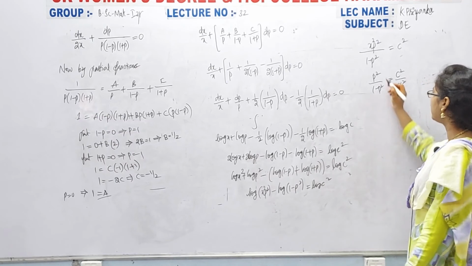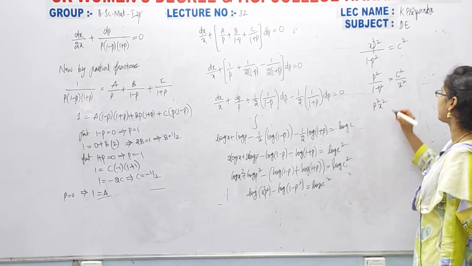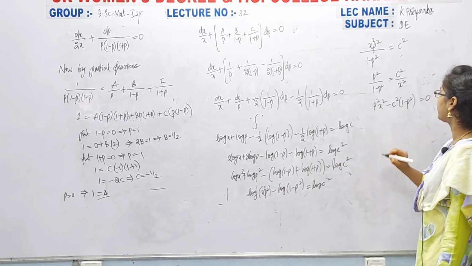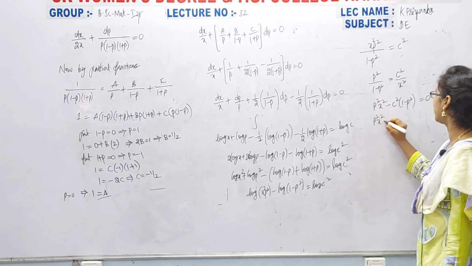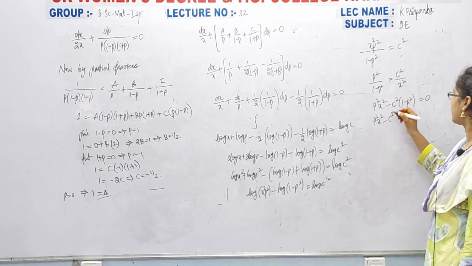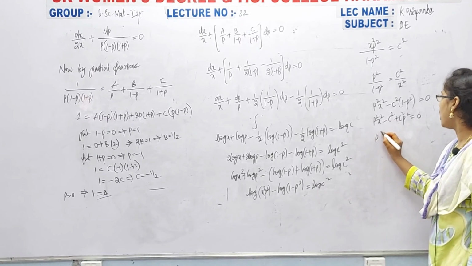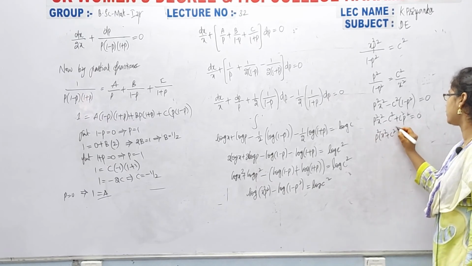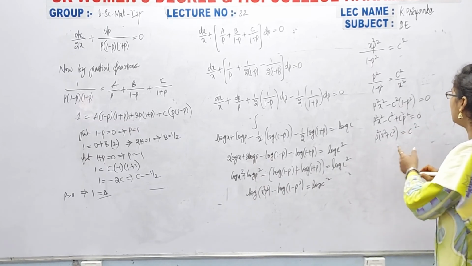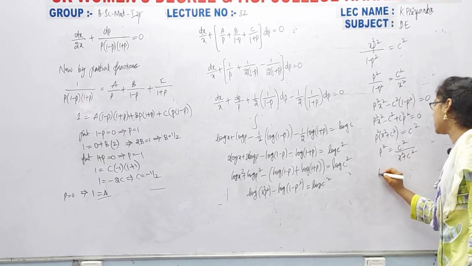Now p square by 1 minus p square means, in the form of p square x square minus c square of 1 minus p square equal to 0. So p square x square minus c square plus c square p square equal to 0. Now p square of x square plus c square, common, equal to c square. Clear? So now p square equal to c square by x square plus c square.